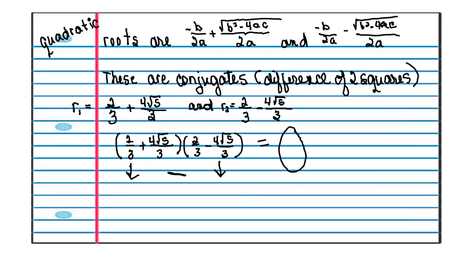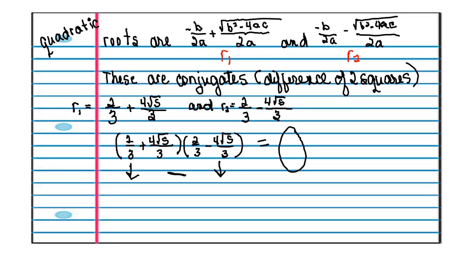Quadratic roots, using the quadratic formula, are negative b over 2a plus square root b squared minus 4ac all over 2a. So that would be our root 1. And of course the minus, because we had the plus minus, so that would be our root 2. These are actually conjugates, or what we have, the difference of two squares. So I'm going to take root 1 and root 2 with values inside them, and the whole thing is to find the equation that we began with, given that, hey, here's some roots, what was the equation that we started with?